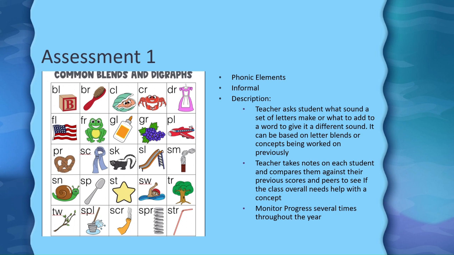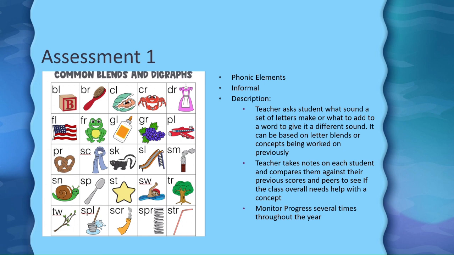So our first assessment is a phonics element assessment. This is an informal assessment. So we have our sample sheet on the left. A teacher can ask the student what sound a letter makes initially, so this can be like the first level of the assessment. And then later on, once they have a better understanding, they can be asked what to add to the word to give it a different sound. And it can be either based on letter blends or concepts that you have been working on, like pr or sp, that mixing of words and digraphs.